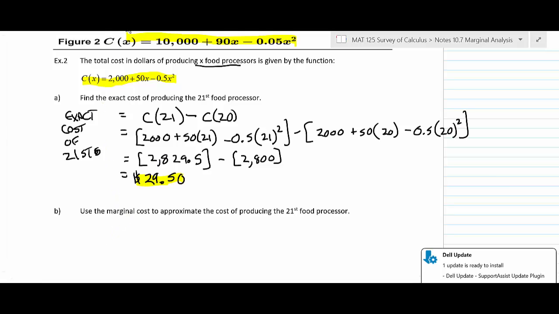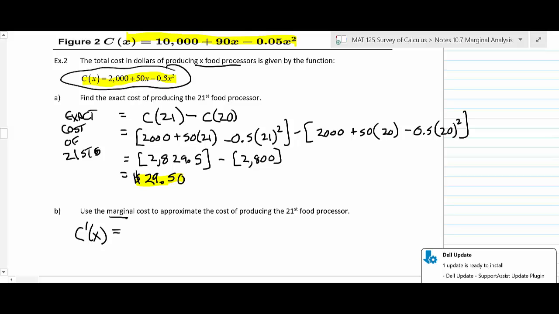So if you want to use the marginal cost to approximate, you want to go ahead and do the first derivative. Probably you can do this derivative in your head. Tell me what the derivative is. 50 minus 1x. Remember, you're doing the 0.5x squared, multiplying 0.5 times 2, and then x to the first, the power goes down 1, so that would be just 50 minus x.